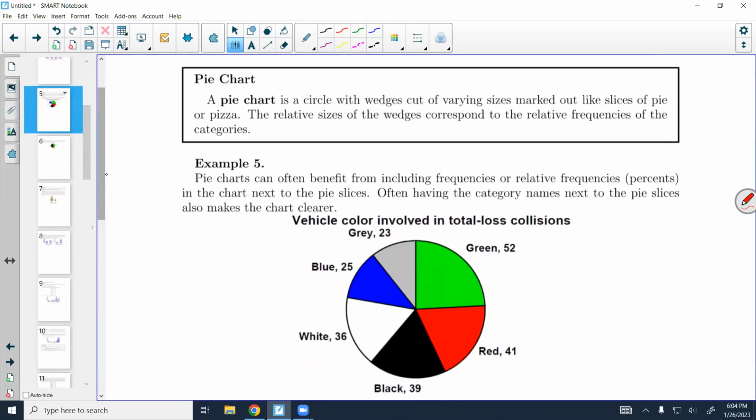Another method, I'm sure you've seen these, pie chart. The circle with wedges cut of varying sizes, marked out like slices of pie or pizza, always with food. The relative sizes of the wedges correspond to the relative frequencies of the category. So again, here is our car data. Pie charts can often benefit from including frequencies, which we've done here, or even percentages. Often having the category names next to the pie slices also makes the chart clearer.